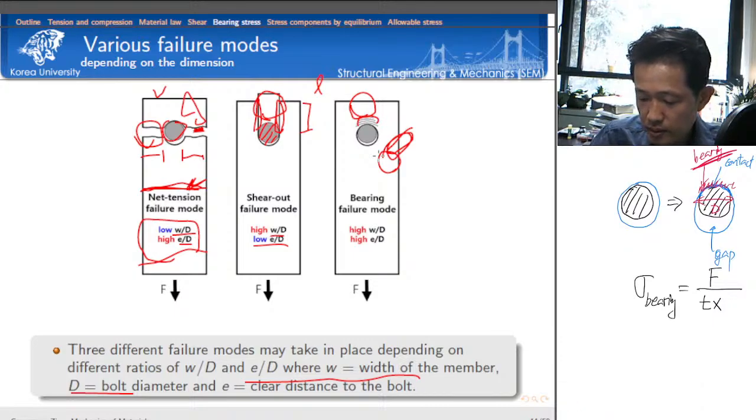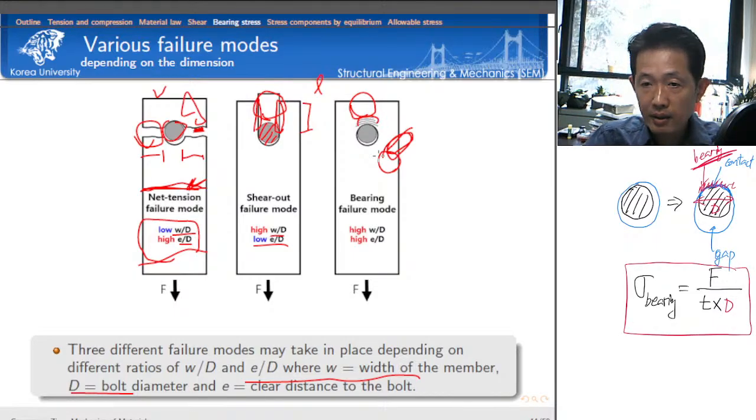Diameter of the bolt. Okay? That's how we calculate the bearing stress. Do you have any questions for the discussion of the bearing stress? It's easy, right? It's very easy. And then let's consider a specific example.